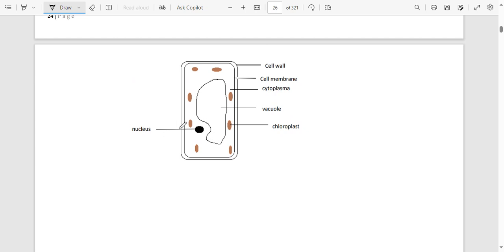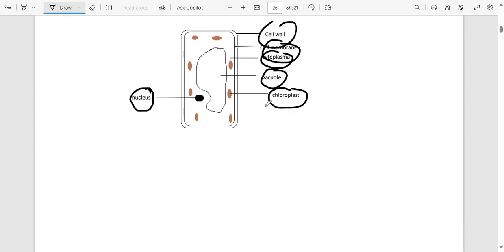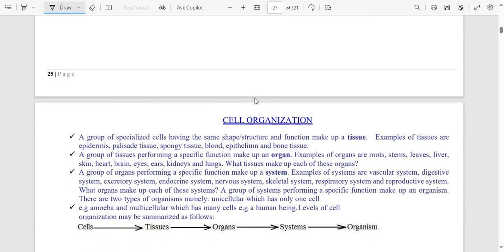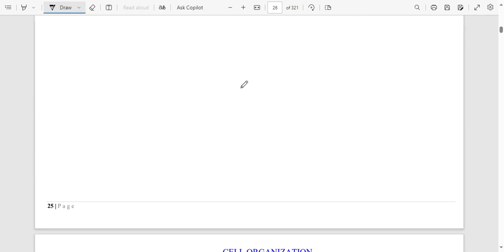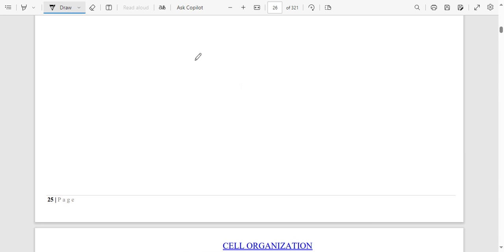So you can see this is a palisade cell with the basic parts: the nucleus, the chloroplast, the vacuole, the cytoplasm, the cell membrane, and the cell wall. So these are the cells which are specialized for some specific functions. And so we are going to end here.